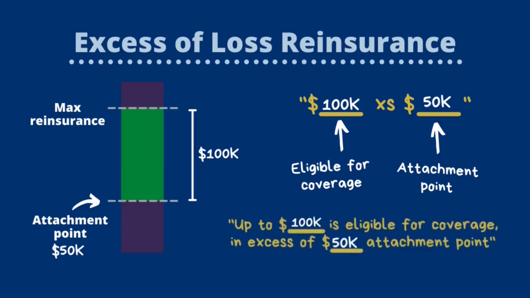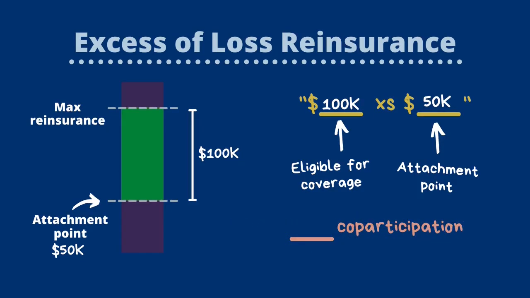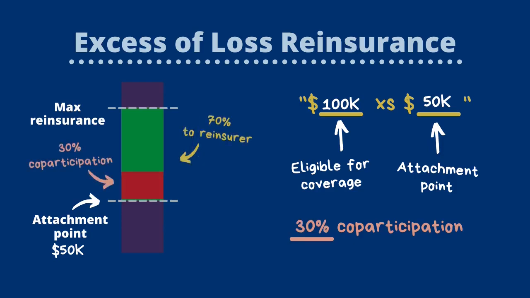If you put all of this together, then the label is basically saying up to $100,000 is eligible for coverage in excess of the $50,000 attachment point. But don't forget, an excess of loss policy usually has a co-participation provision, so the reinsurer isn't necessarily going to cover the entire $100,000. If, for example, the excess of loss reinsurance had a co-participation of 30%, the primary insurer will have to pay 30% of the loss, and the reinsurer will only cover 70% of the loss.